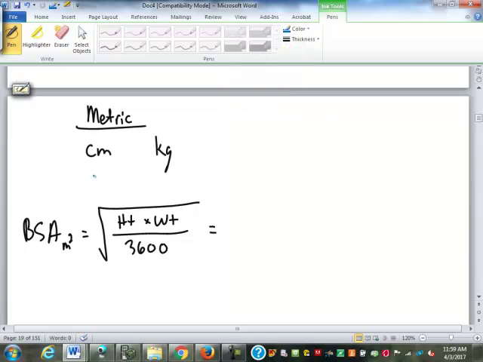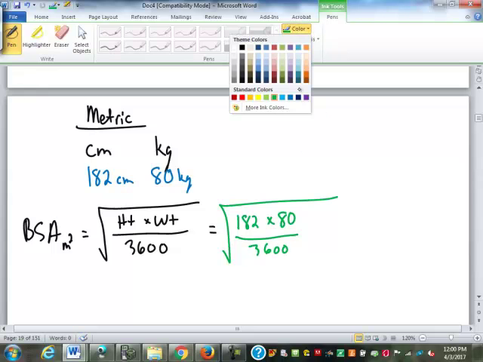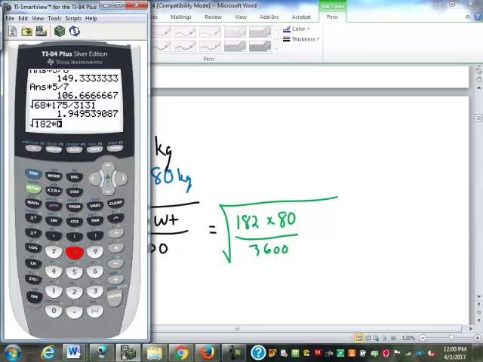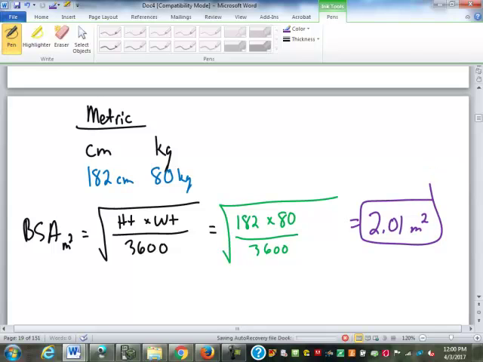So here, if we have a patient who's 182 centimeters tall and has a weight of 80 kilograms, their body surface area will be the height of 182 times the weight of 80 over 3,600. So again, the square root of 182 times 80 divided by 3,600. 2.01 we get. That's meters squared of body surface area. So the estimated body surface area of that patient is 2.01 square meters.